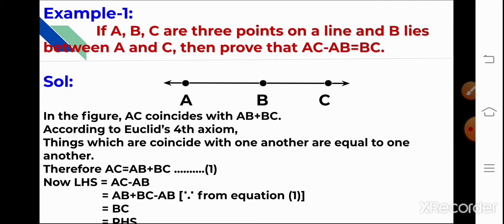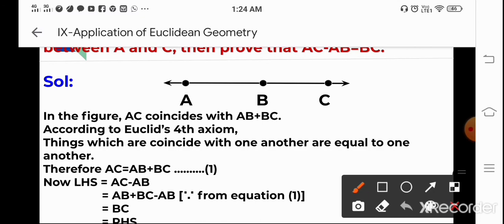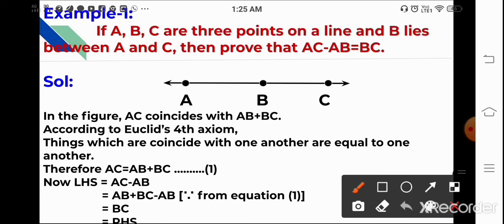From equation 1, AC minus AB can be written as AB plus BC minus AB. Here we substitute AB plus BC in place of AC. By cancelling plus AB minus AB, we will get BC, which equals RHS. Therefore, AC minus AB equals BC.